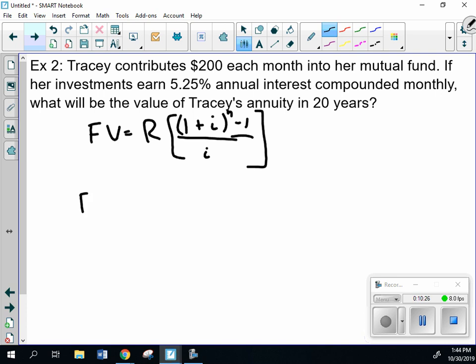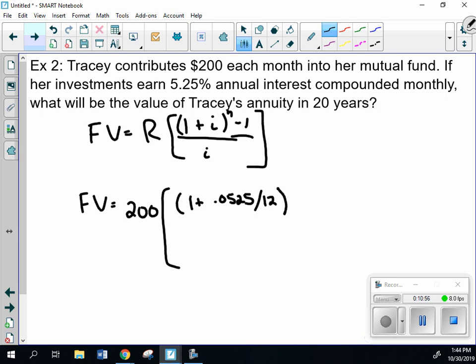So her R value, her dollars, she's contributing $200 each month. Let me make that a little bit bigger. Now, her interest rate. This is where it gets, remember, interest rate is in terms of the number of compounds in a year. So her interest rate is 0.0525 divided by, it's compounded monthly, so that would be divided by 12.